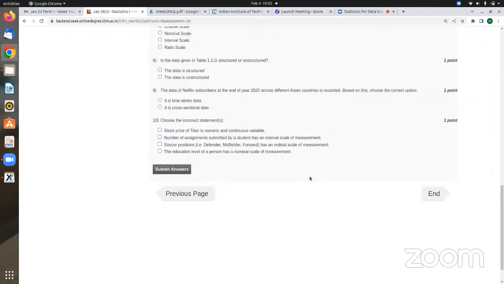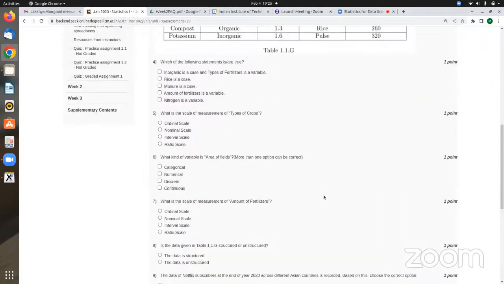But it's okay. This kind of questions will not be there. For now you can just search on the internet what are soccer positions. It's football positions, right? Where defender will be there, midfielder will be there, forward will be there. So it does not have any ordinal scale because there is no order in that. So it's a nominal scale of measurement. And any sport, apart from rankings, we do not have ordinal scale of measurement.